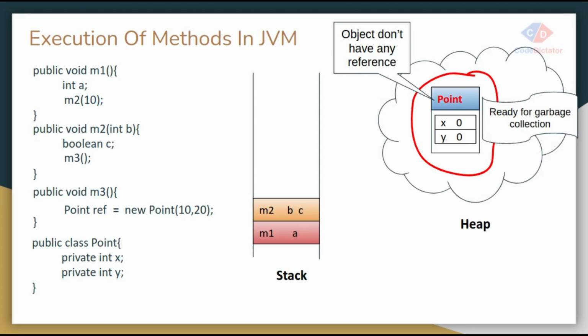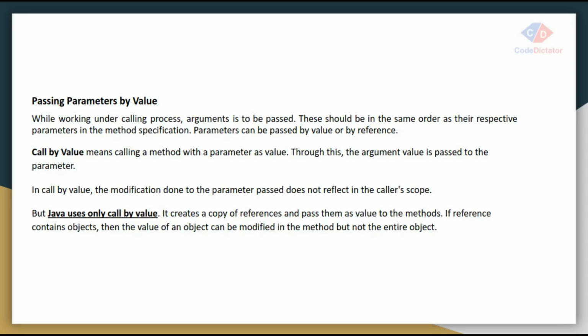Then when it comes to the M2 method, M2 is executing its flow, and once the execution of M2 is completed, it will return the control flow to my M1 method. So like that it works. Now we will look into what pass by value and pass by reference are.